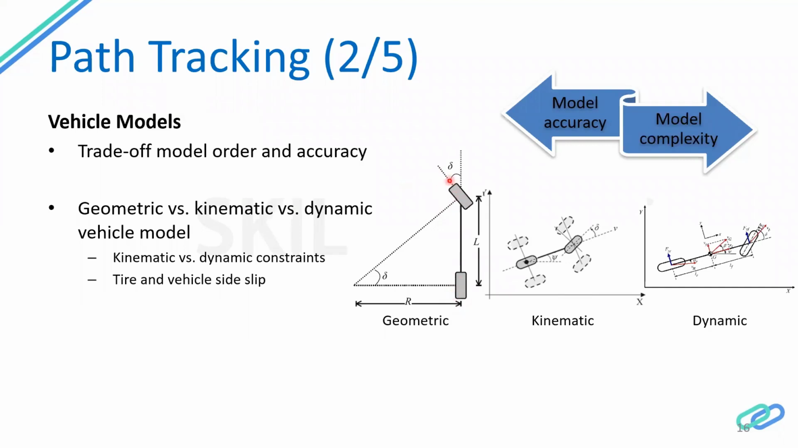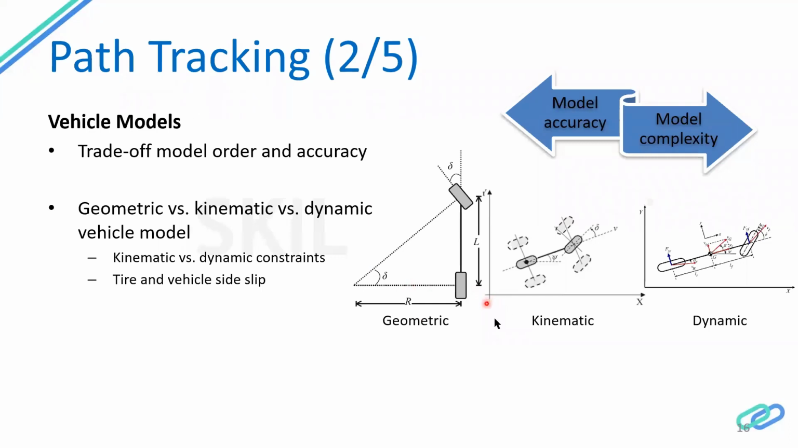So you can provide a steering angle to the front wheel, and then you have the wheelbase of the vehicle, and then you assume that the vehicle always turns around the rear axle, and then you use that to come up with a tracking algorithm.